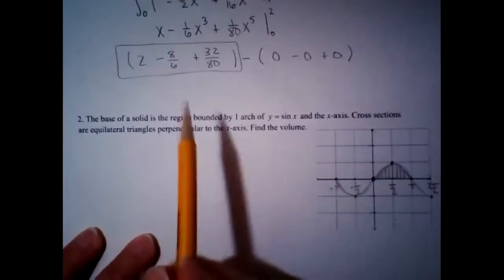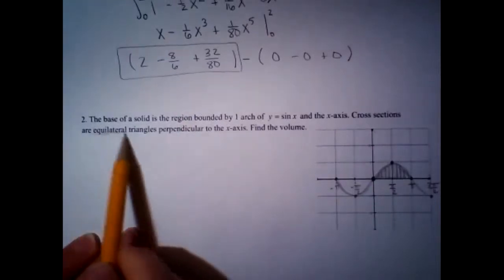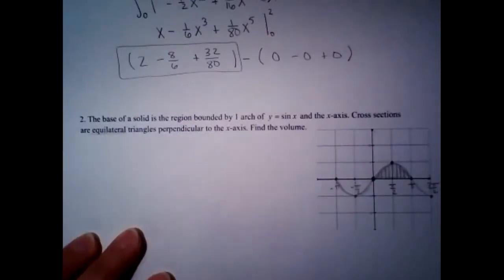So hey guys, what does equilateral mean? That's a vocabulary word in here. What is an equilateral triangle? Yeah, good. All the sides are equal length. So all the sides and all the angles are the same.